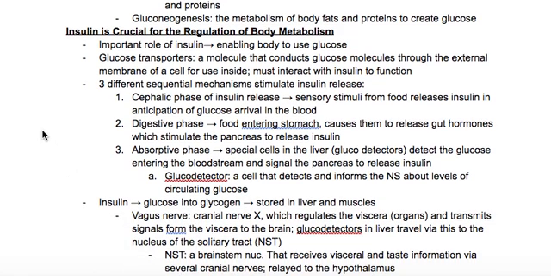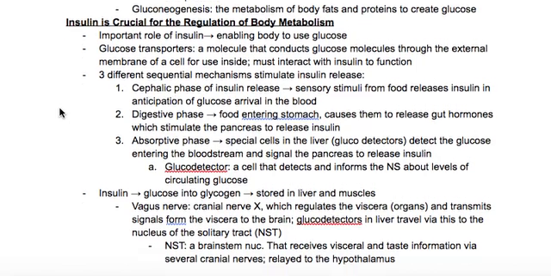The next section is titled Insulin Is Crucial for Regulation of Body Metabolism. The important role of insulin is mainly enabling our body to use glucose. Glucose transporters are the molecules that conduct glucose molecules through the external membrane of a cell for use inside, and they must interact with insulin to function.